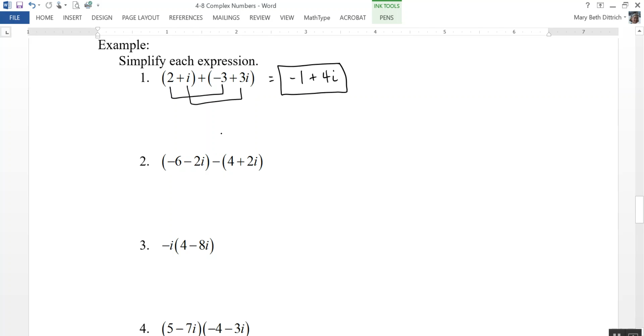Subtracting is similar, but it's a little different because this is really kind of like a negative 1 that I have to distribute to each one of those. So I'm going to rewrite this as negative 6 minus 2i minus 4 minus 2i. Now again, I combine my real parts, so that's going to give me a negative 10. And then I combine my imaginary parts, and that's going to give me a negative 4i.